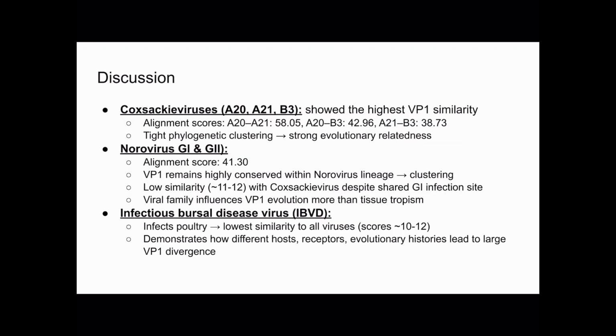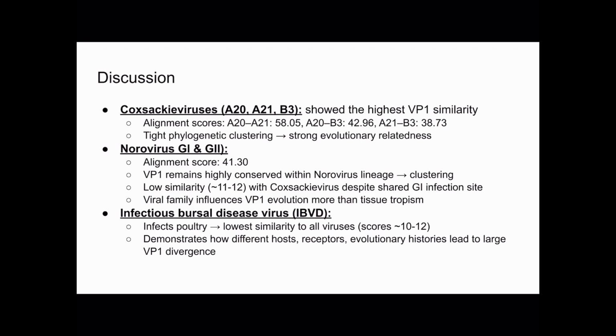Moving on to the discussion, our ClustalW alignments and phylogenetic analysis supported our hypothesis that viruses infecting similar tissues often exhibit greater VP1 similarity. Coxsackie virus A20, A21, and B3 were the most closely related, with pairwise alignment scores of approximately 58, 42, and 38. These results are consistent with the clustering observed in the phylogenetic tree presented in the results section previously.